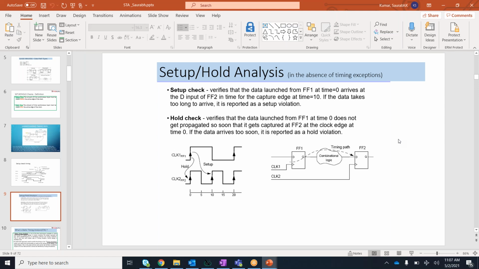Setup check is nothing but my data should get captured at the next edge. This assurance is called setup check. And my data should not get captured at the same edge. This assurance is called the hold check. Is this clear to everyone?